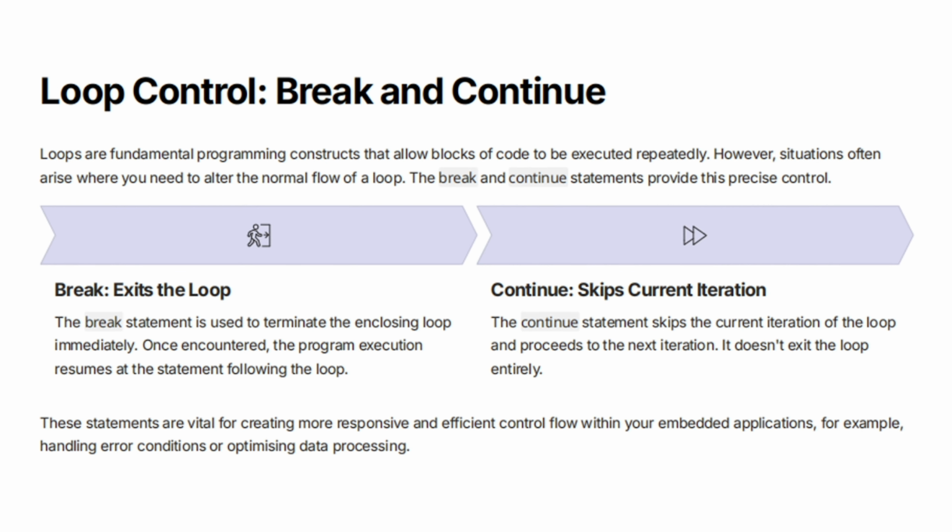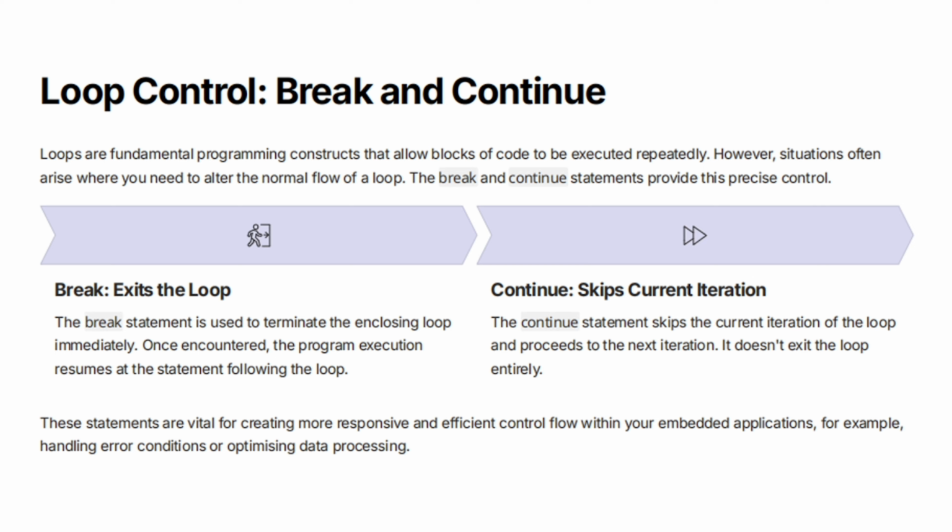Loop control: break and continue. While loops are great for repetition, sometimes we need more precise control over how they behave in real time. This is where break and continue statements come in, allowing us to alter the normal flow of a loop based on specific conditions. Break exits the loop.